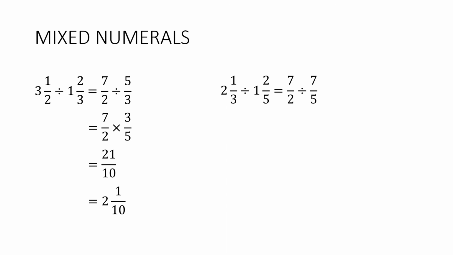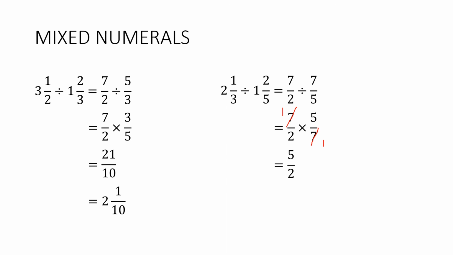Now let's do keep, change, flip. Keep the first one, change the sign, flip the second one. So 7 over 2 times 5 over 7. Does anything cancel? Yes, the 7's cancel. 7 into 7 goes once, 7 into 7 goes once. All right, let's go straight across the top. 1 times 5 is 5. 2 times 1 is 2. So there's our answer in improper fraction form.